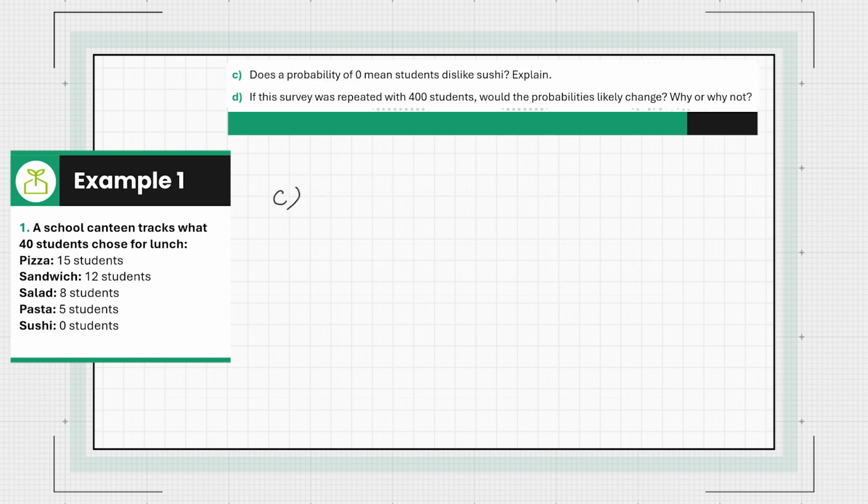Alright, let's look at C. Does the probability of 0 mean students dislike sushi? We can't say whether or not they like it, we can only say that they didn't choose it. So the answer is no. We can only say they didn't choose it.